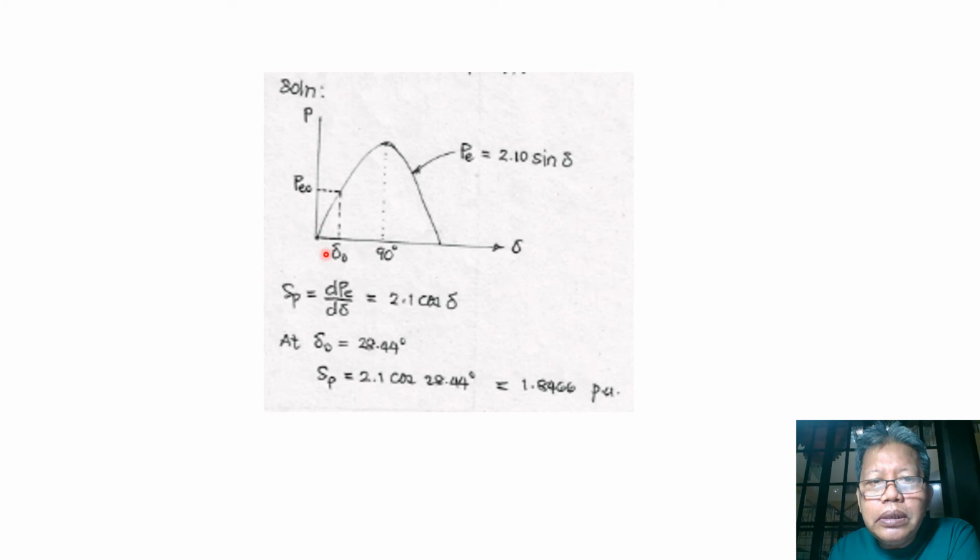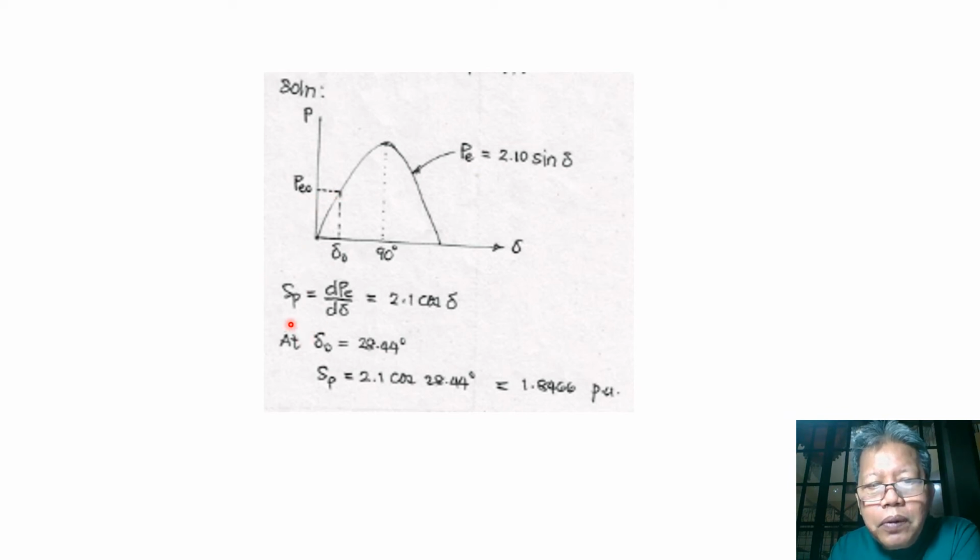So we draw the power angle equation as we had before. So this is our Pe equal to Pmax sine of delta, where our Pmax is equal to 2.1 per unit. So this is the curve, and then the initial operating point of our generator is this point, corresponding to the rotor angle of delta 0, and we have the corresponding electrical power output of our generator, Pe0.